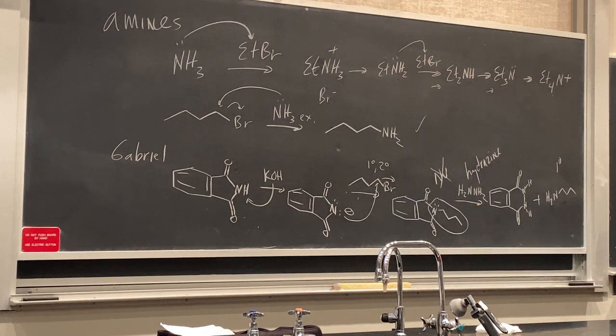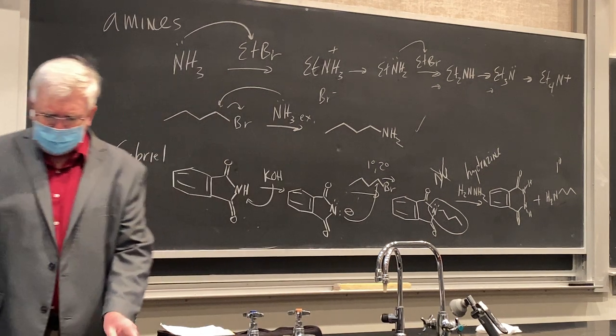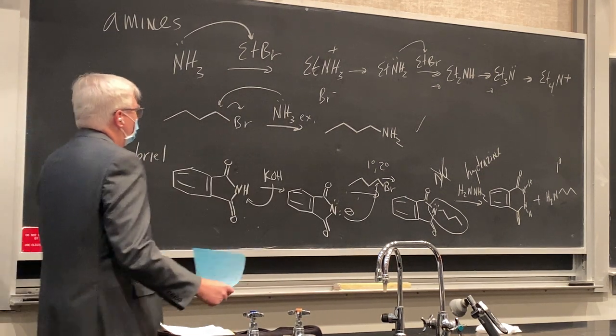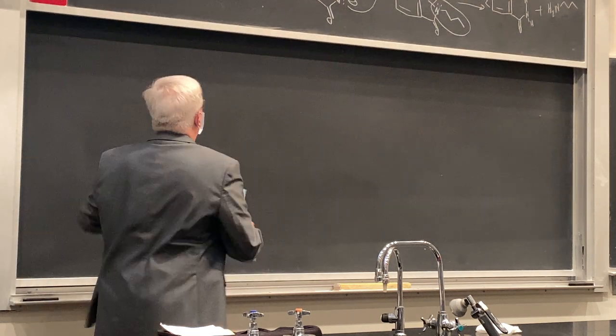Okay. Questions on the Gabriel synthesis? I think that one's pretty straightforward. This other approach here to make secondary and tertiary amines is also pretty straightforward, I think. This is called reductive amination.